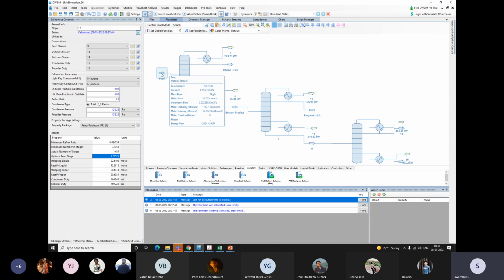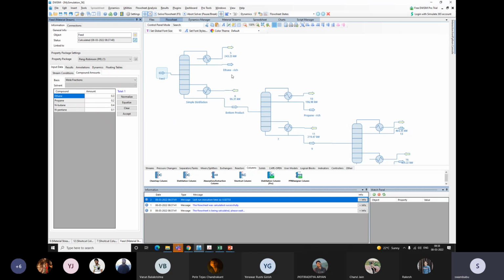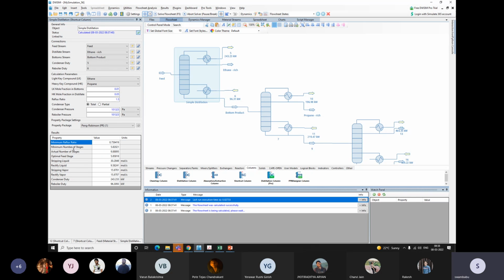And here we have 4 components in the feed, so we need n minus 1, that is 4 minus 1, 3 distillation columns, and all the calculation becomes simple. For every distillation column, the information we get is the minimum reflux ratio, the minimum number of stages, the actual number of stages, the optimal feed stage, at what stage we need to introduce the feed, the liquid and vapor moles, and the condenser duty and reboiler duty. All the information we can get from the simple shortcut distillation column.